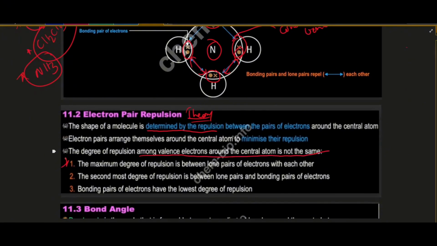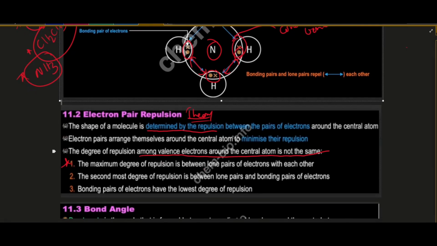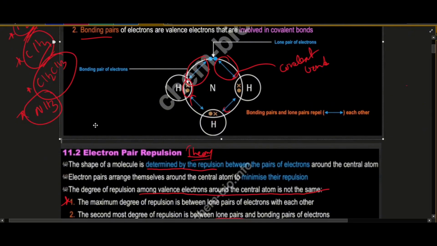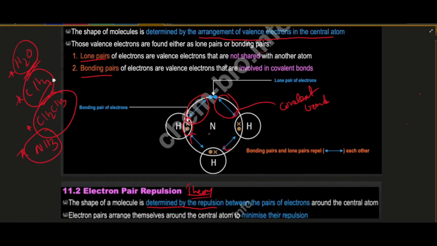Look, it's written here: the maximum degree of repulsion is between lone pairs of electrons with each other. So they are trying to say that if there is one lone pair and another lone pair, then the repulsion between the lone pair electrons will be the highest. Then the second highest repulsion will be faced between lone pairs and bonding pairs of electrons, which is this one, the blue arrow sign. And the bonding pairs will have the lowest degree of repulsion. What they're trying to say is that the bonding electrons will receive the lowest repulsion.